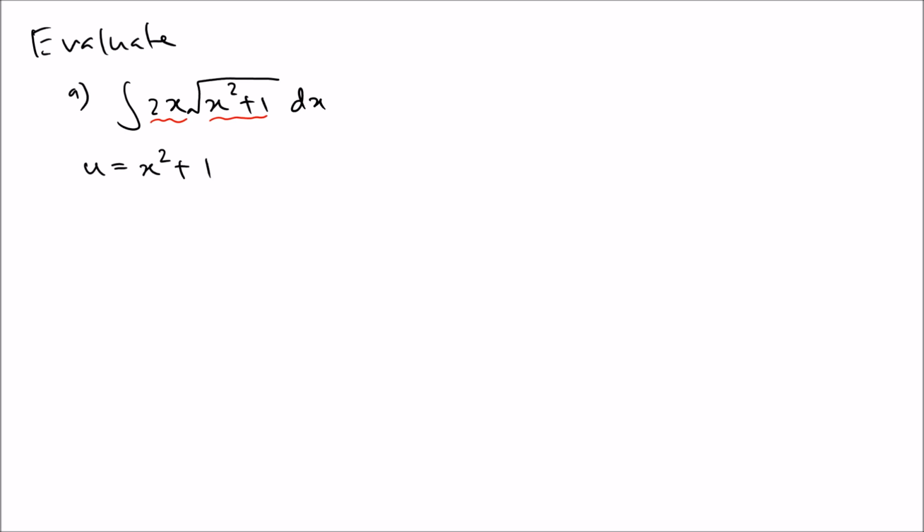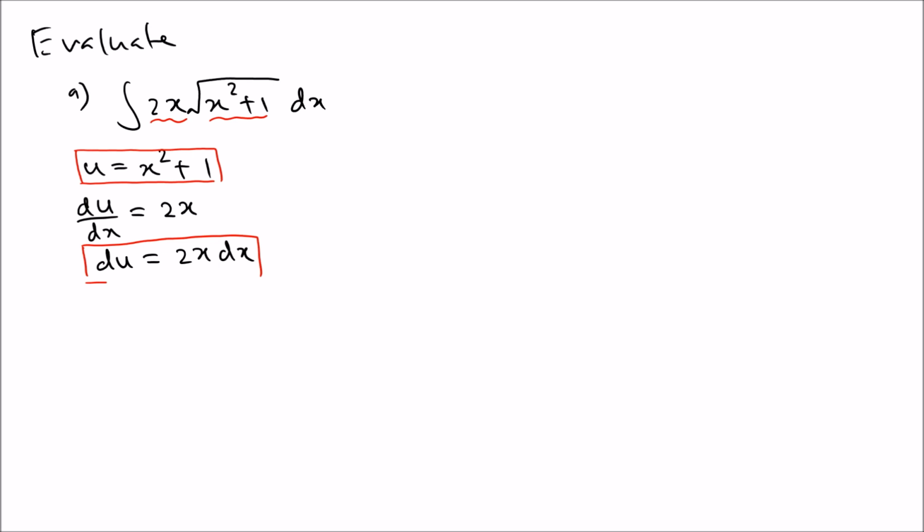Now we take the derivative of both sides, so du over dx equals 2x on the other side. Now we multiply by dx, so we can write this as du equals 2x dx. That means we have everything we need. We have the function, and we also have a relation between du and dx. Now we can use these two to rewrite the problem.